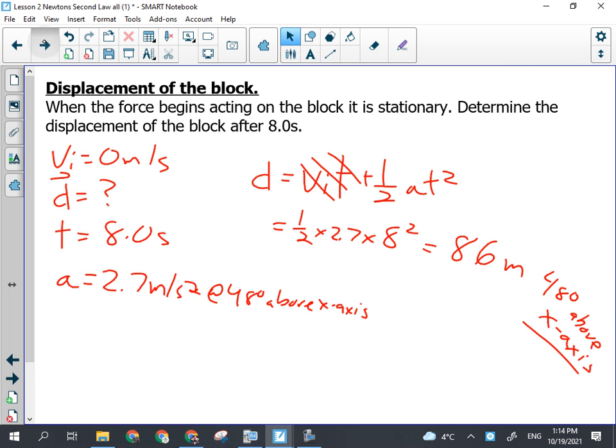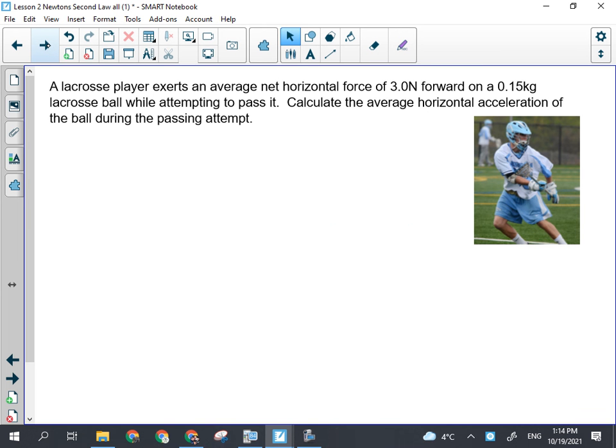Okay, let's keep moving on here, guys. I want you guys to copy this one down and give it a try. It's super easy. This is as easy as a Newton's second law problem could ever possibly be. You have a lacrosse player who exerts an average net force of 3 newtons forward on a 0.15 kilogram lacrosse ball while attempting to pass it. Calculate the average horizontal acceleration of the ball during the passing attempt. Give you a few minutes on that one.